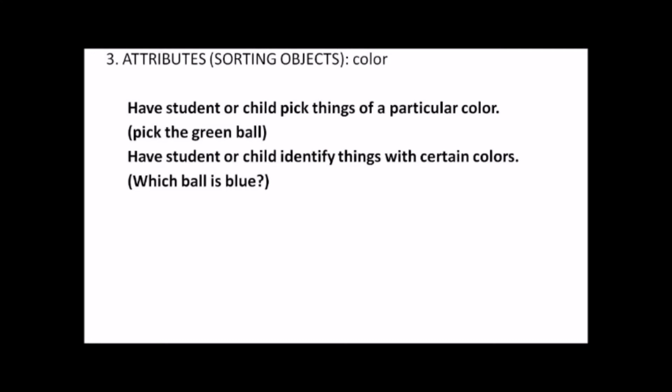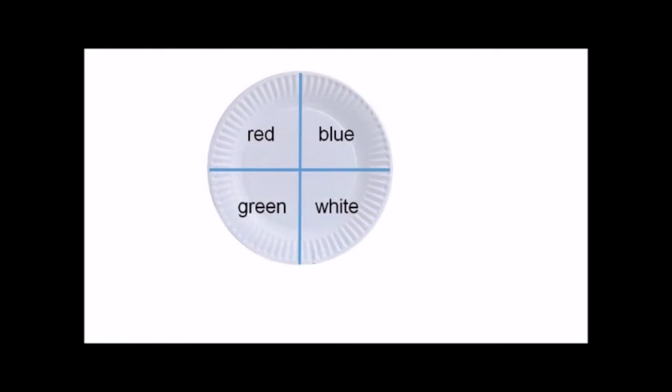Okay, 3, attributes. You can sort objects, and first of all, you can sort them based on color. Okay, and remember, while you're doing all of this, bring numbers into play again, so that before you get to it, they will know the numbers. Okay, so have a student or child pick things of a particular color, or have them identify things with certain colors. So again, 2 things you want them to be able to do for color.